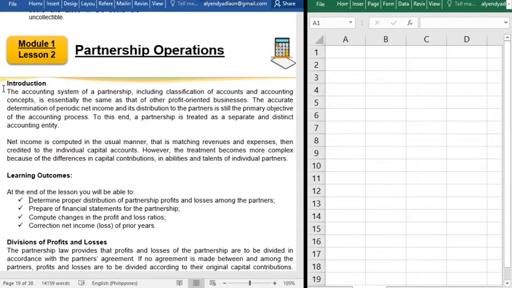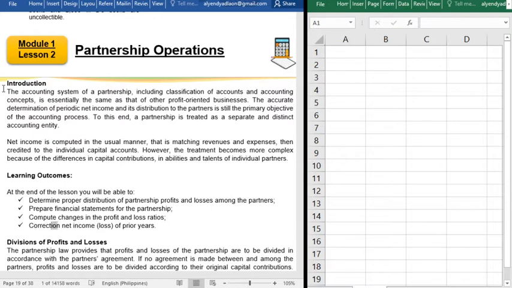Now, at the end of the lesson, you will be able to determine proper distribution of partnership profits and losses among the partners, prepare financial statements for the partnership, compute changes in the profit and loss ratios, and correct net income of prior years.